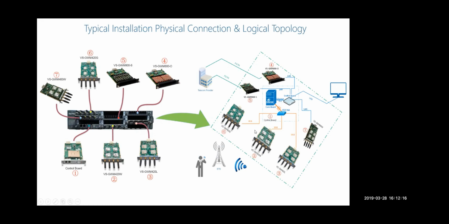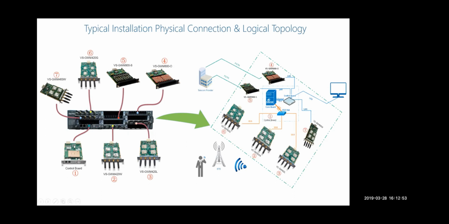Let's see the next scenario. We still use the VSGW 2120 chassis, while mixing the old version VSGWM 800S and VSGWM 800O analog module, the old version VSGWM 400W wireless module, and the new version VSGWM 420 series wireless module. Yes, the old version and the new version module board can be mixed in the chassis.